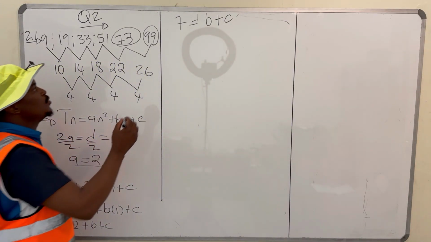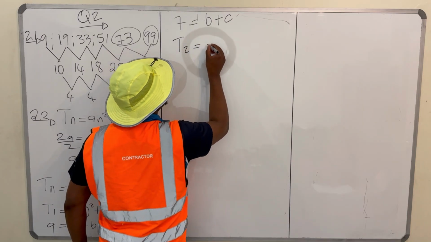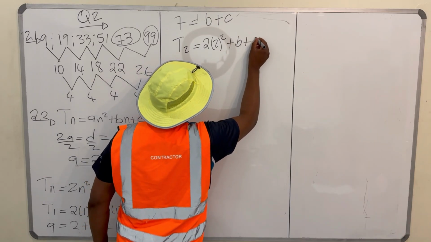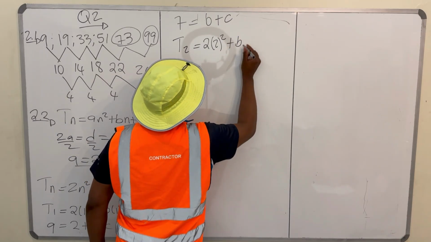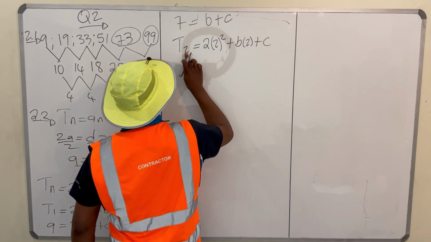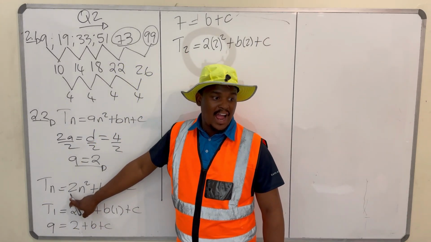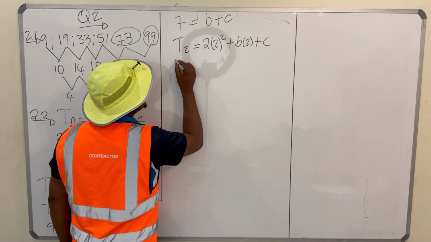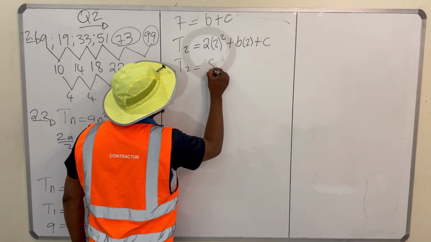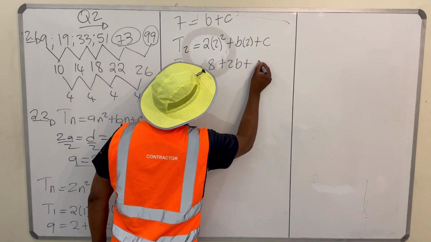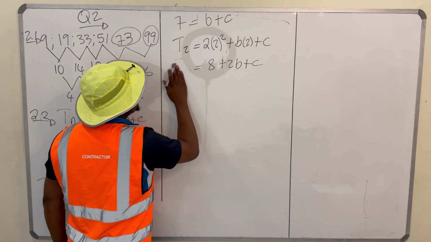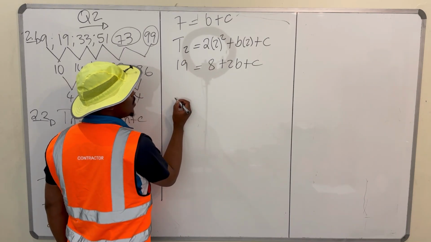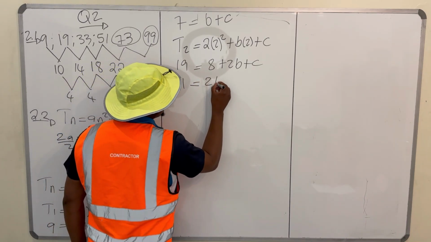Do the same thing for T2. So okay, my T2 is equal to 2 into 2 squared plus B into 2 plus C, because you substitute this on the incomplete skeleton of Tn. So my T2 is equal to, this is 8, plus 2B plus C. What is your T2? Your T2 is equal to 19. Transpose this to the side. It becomes 11 is equal to 2B plus C.